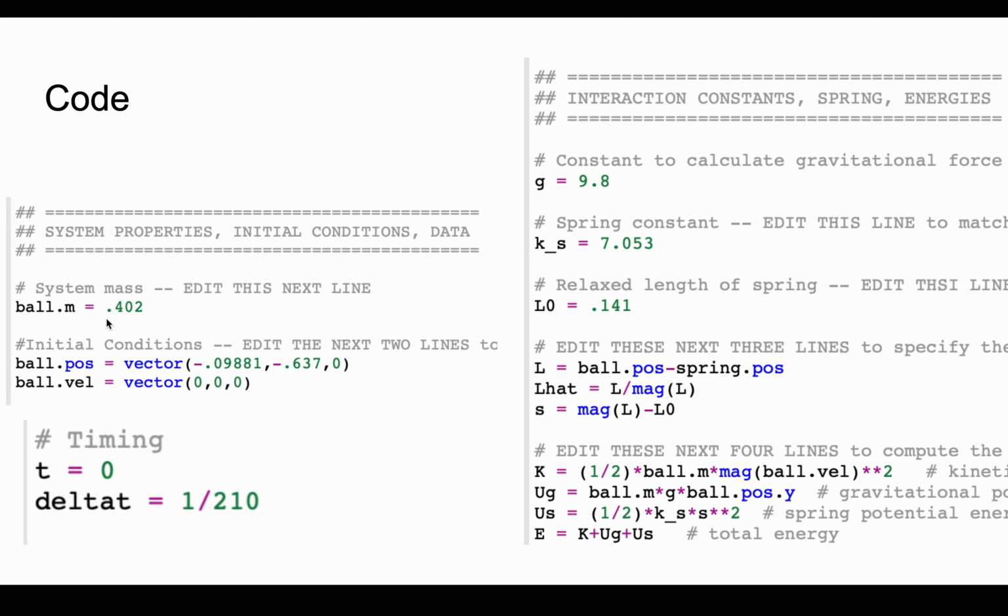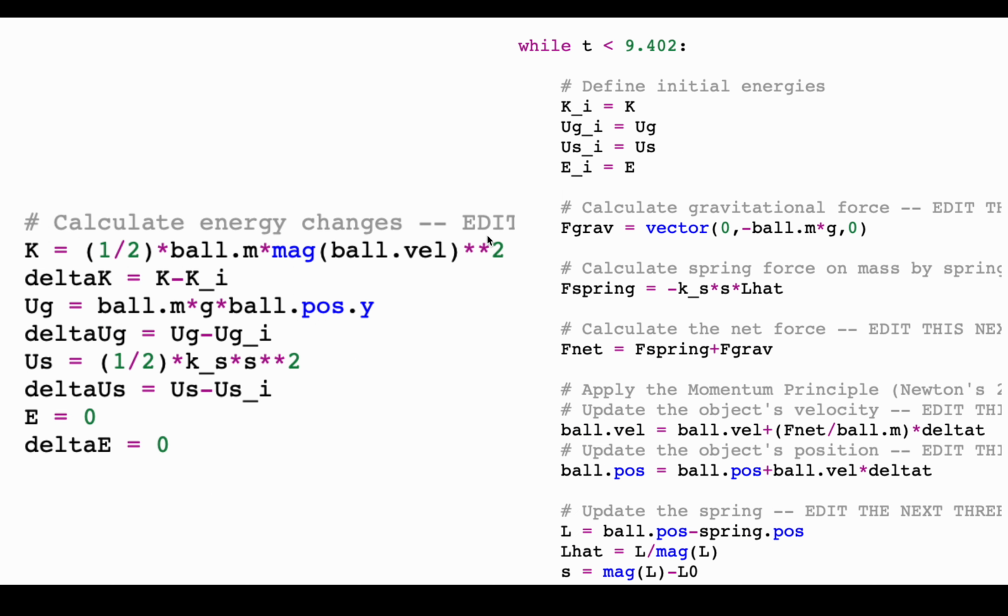And so here's the code. I have the same initial conditions here, and the time delta T is due to the difference between frames. Here we have gravity, another constant, and the spring constant we found. We have L naught, and then L equaling the ball position minus spring position, L hat equaling L over the magnitude of L, and S equaling the magnitude of L minus L naught. Here we're using the kinetic energy formula, the gravitational potential energy formula, the spring potential energy formula, and then delta E equaling the summation of all of these, and that is shown here.